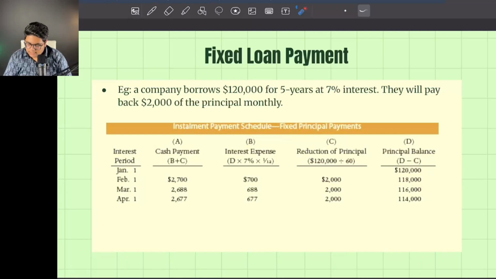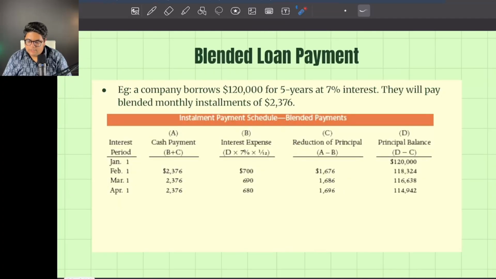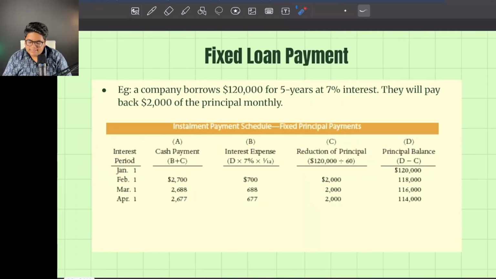I'll draw a quick summary here. This is equal to this plus this. This minus that is equal to that. Do that for every single line, and that's how it works out. If you have extra time, make an Excel document where you carry this forward until the interest is paid. It just helps me visualize it. All right, now let's look at a blended loan payment. So here we were consistently paying $2,000 to reduce the payment monthly.